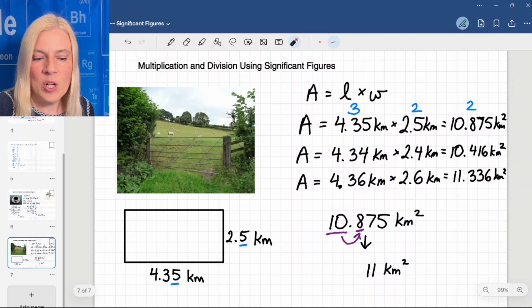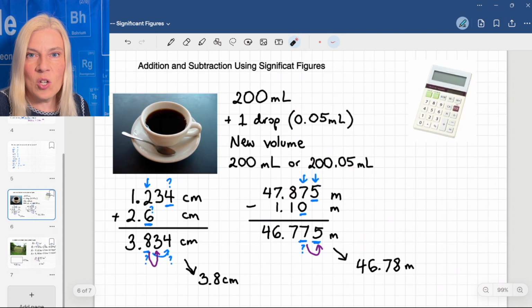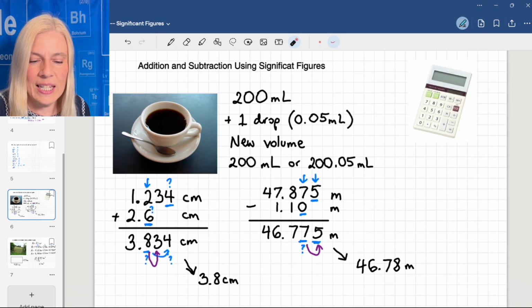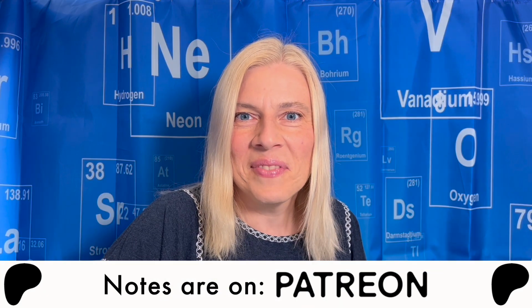The least number. For addition and subtraction, you line up your decimal points and carry over that uncertainty. All right? I think you got this.